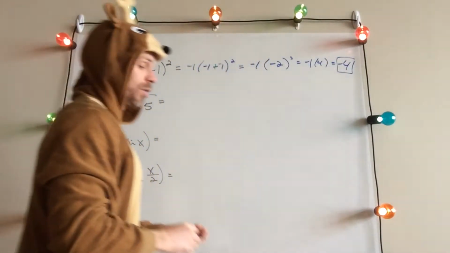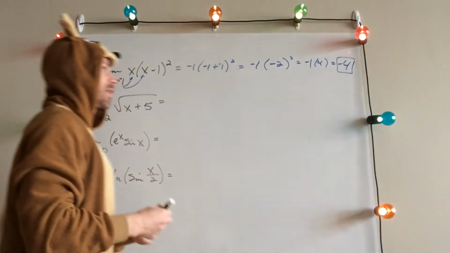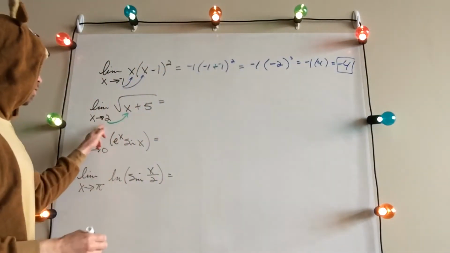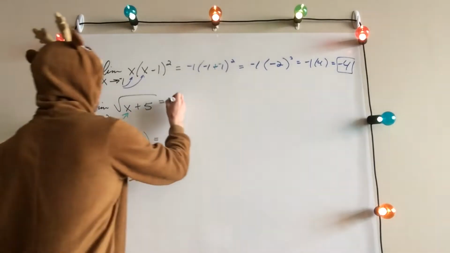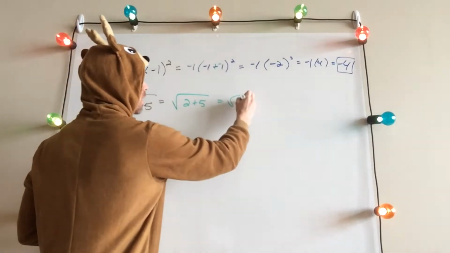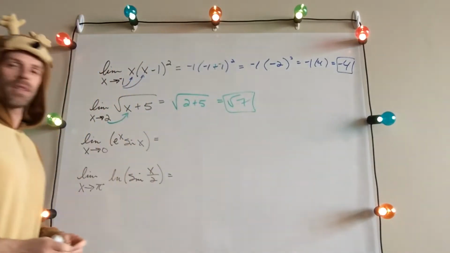Alright, let's try our next one. Again, we'll see if we can just do direct substitution. Let's just put the value of 2 in place of the x. We'd end up with 2 plus 5, and that's all we can do with that one.